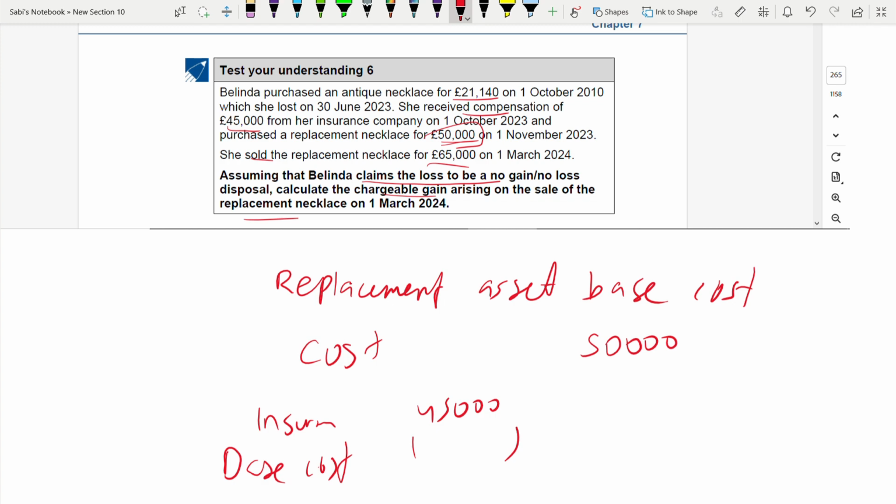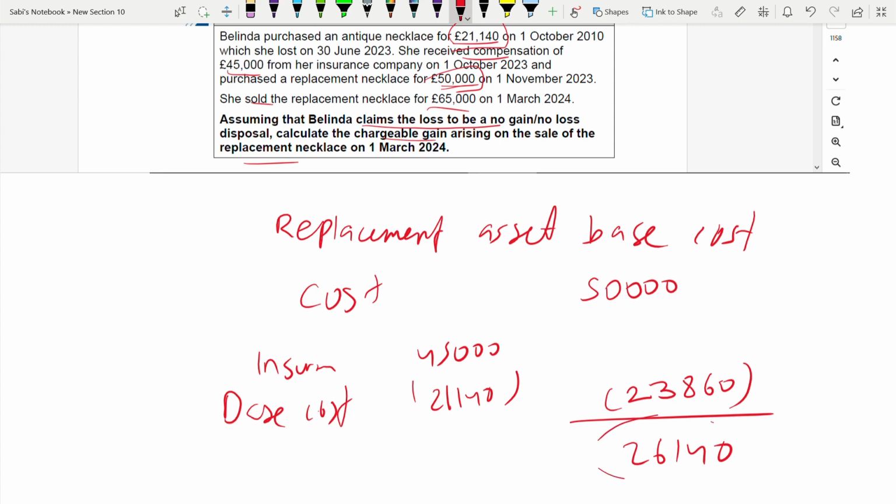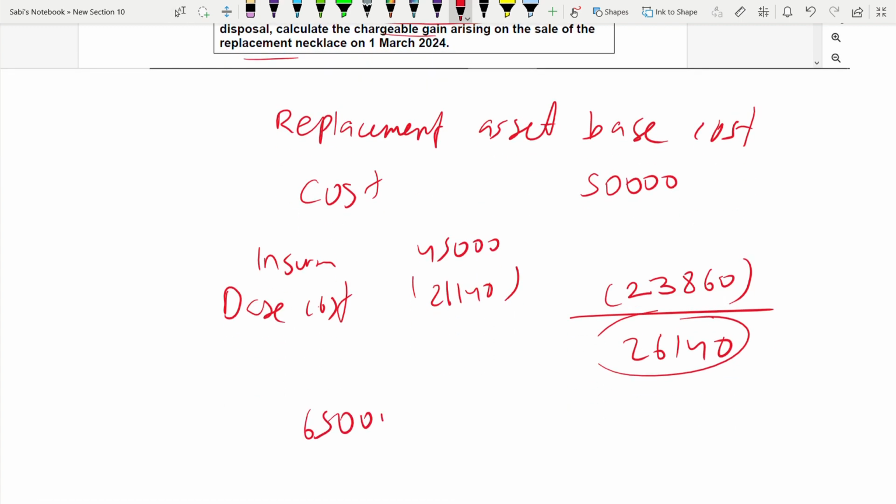What base cost? This entire amount. This you will deduct from the proceed. 21,140. 23,860. So you will be having 26,140. This now you will deduct from the 65,000 gain. So 65,000 minus 26,140 would give you 38,860. This is the chargeable gain.